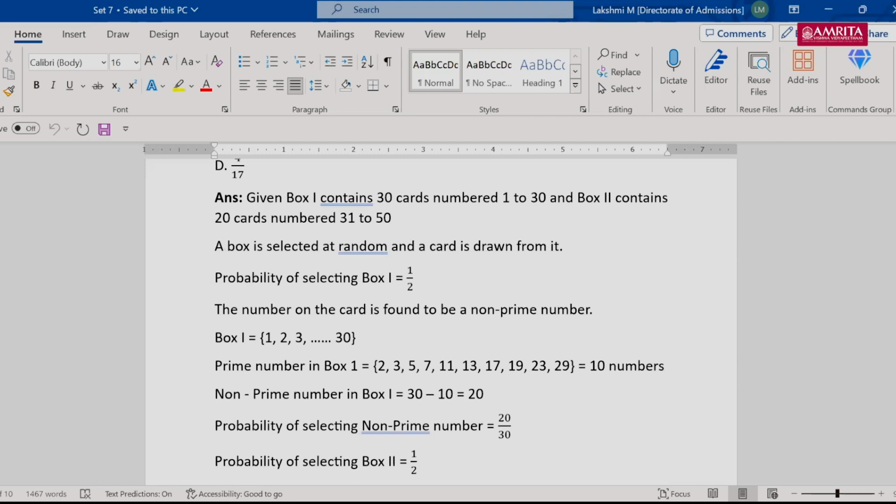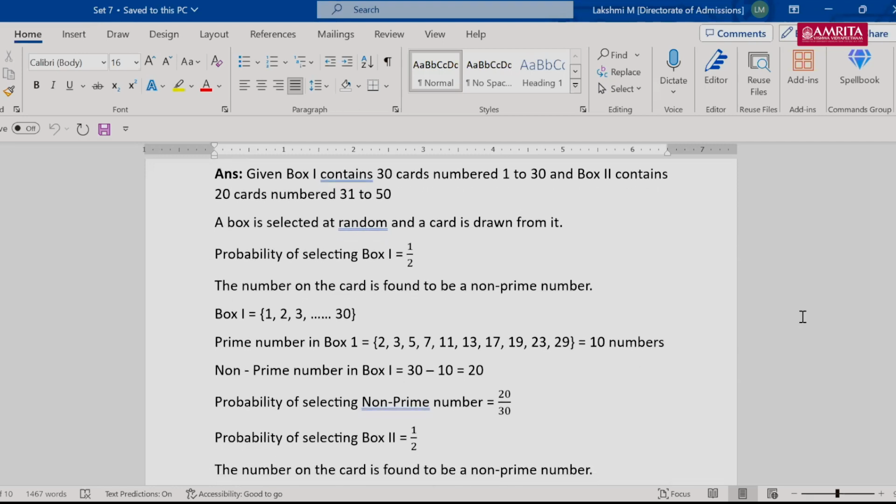I hope the screen is completely clear to all of you. So whatever is given in the question, I've just taken those details. Box 1, 30 cards, 1 to 30. Box 2, 20 cards, 31 to 50. A box is selected at random, a card is drawn from it.